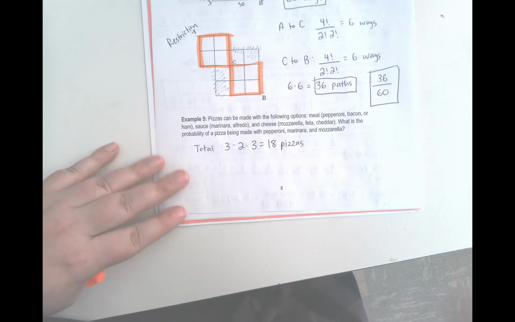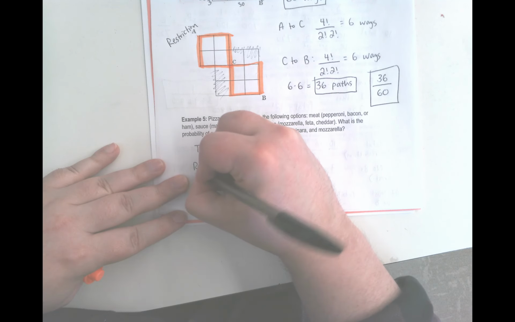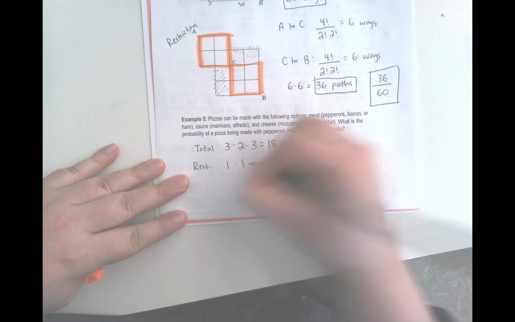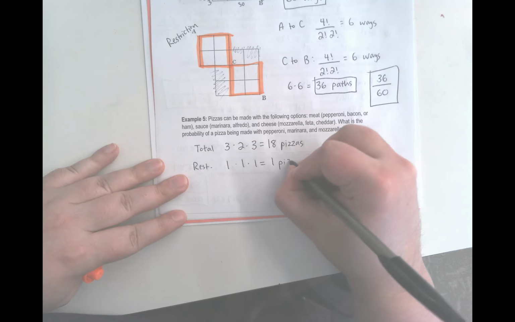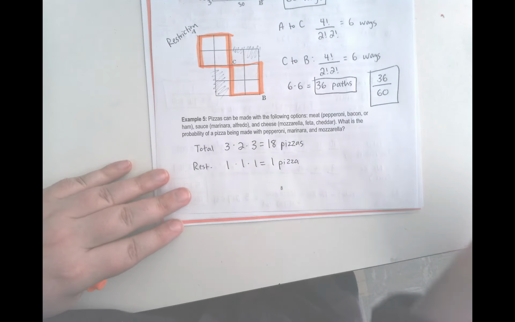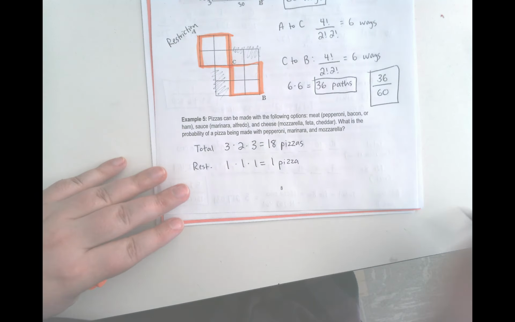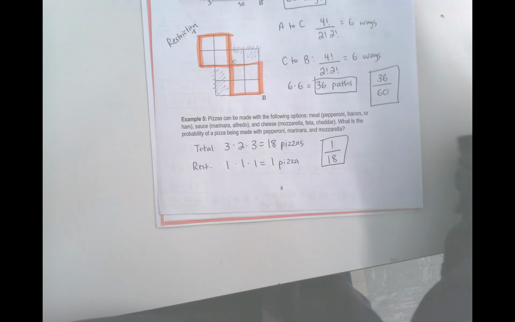And if we are using these specific ingredients, well, there is just one option for pepperoni, one option for marinara, one option for mozzarella. So that is just one possible pizza combination. You don't have to show this if you don't want to. I'm just showing you what the restriction is and how we would model it, just like we did with the total without restrictions. So the probability of this is just 1 out of 18. Thankfully, not as involved as any of the other questions.